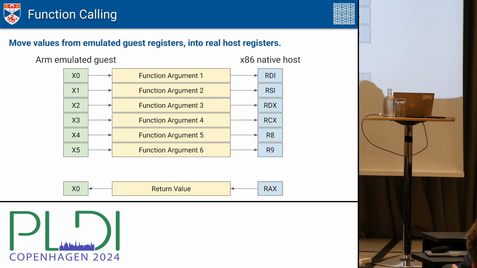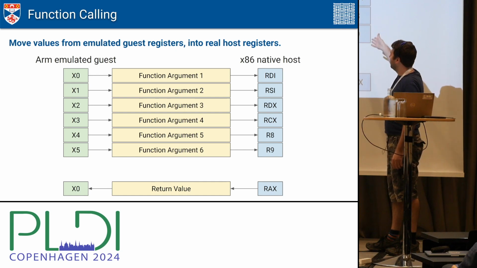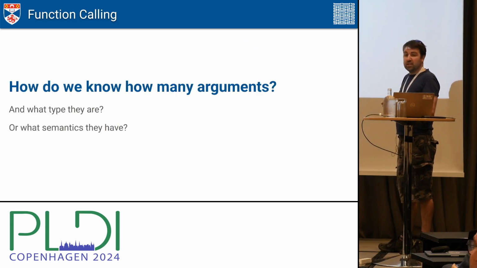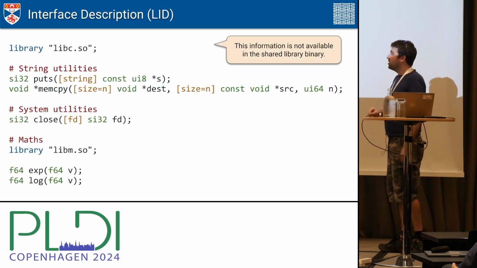So for the example of ARM and x86, we've got our ARM emulated guest registers here, the X registers, and these correspond to function arguments 1 to 6. We need to copy them into the host registers, RDI, RSI, and so on, to make this actually work. And to do that, we need to know how many arguments there are and what type they are. In order to do that, we have an interface description language which helps us out.